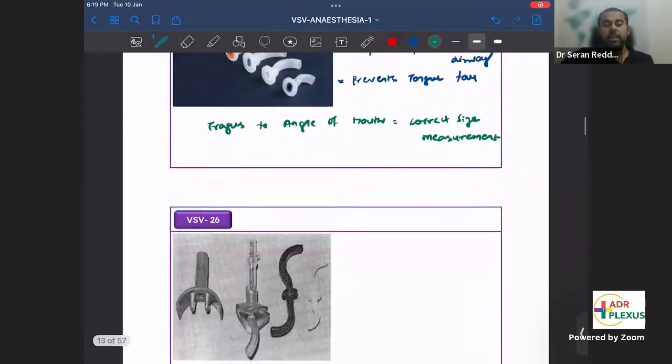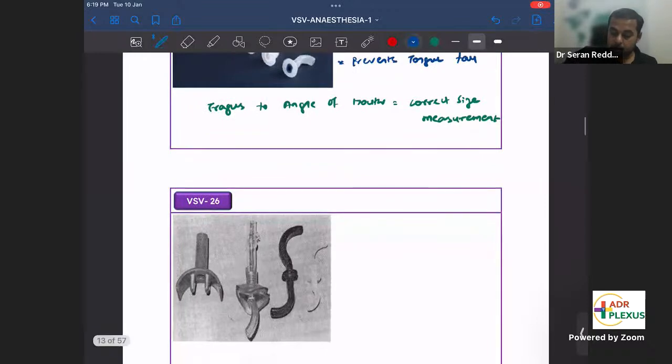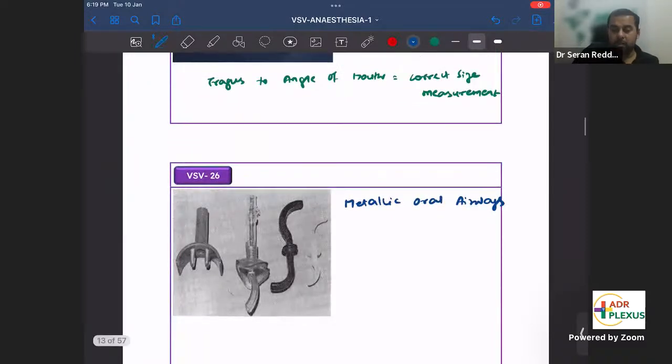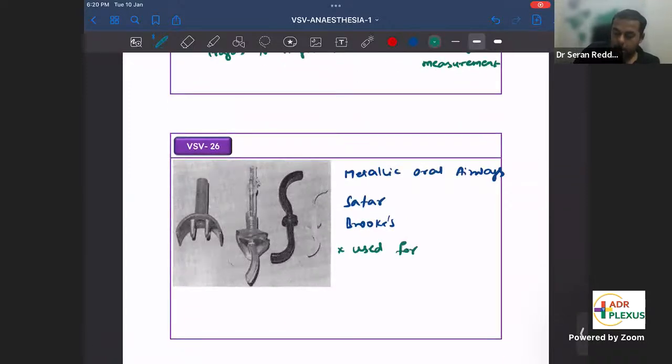Then these are also various types of airways used in olden days. These are called metallic oral airways, like Safar, Brook, etc. They were used for resuscitation in olden days.